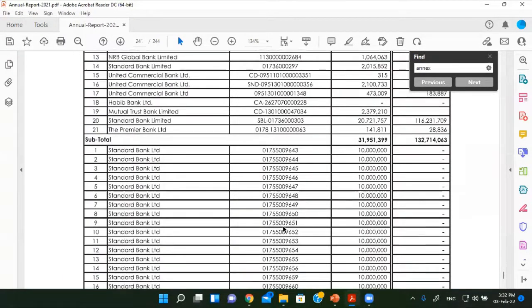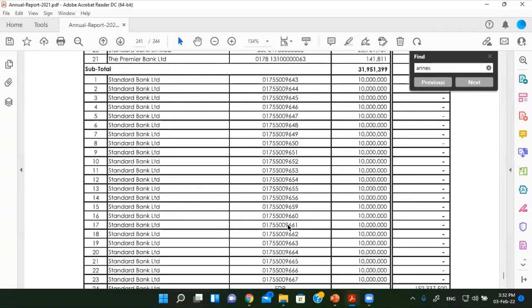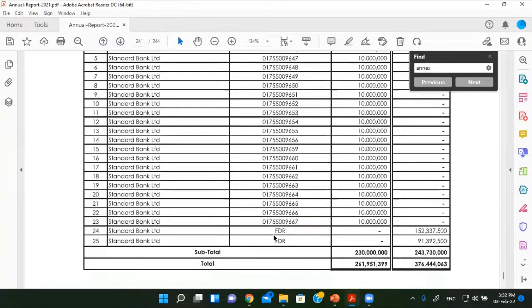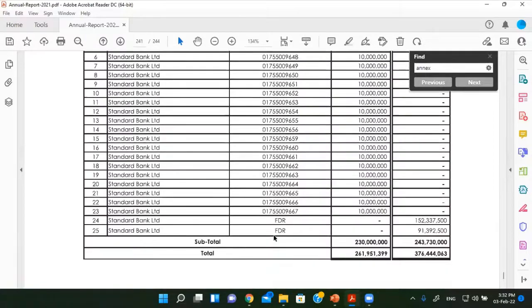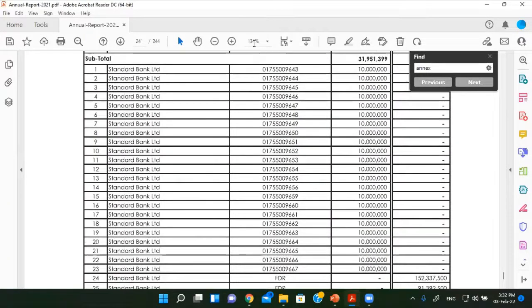Does it look like these are some mobile financial accounts? These accounts? I'm not confirmed, but it seems to me that these are kind of mobile financial accounts.